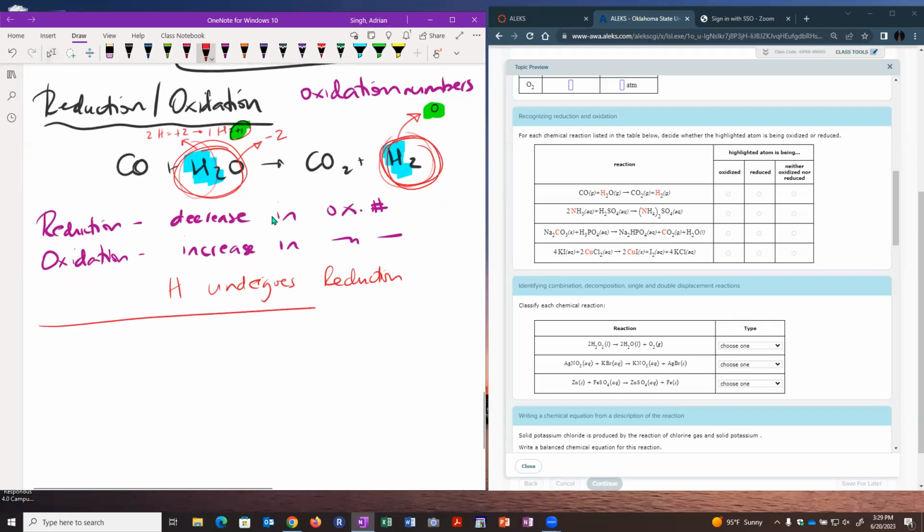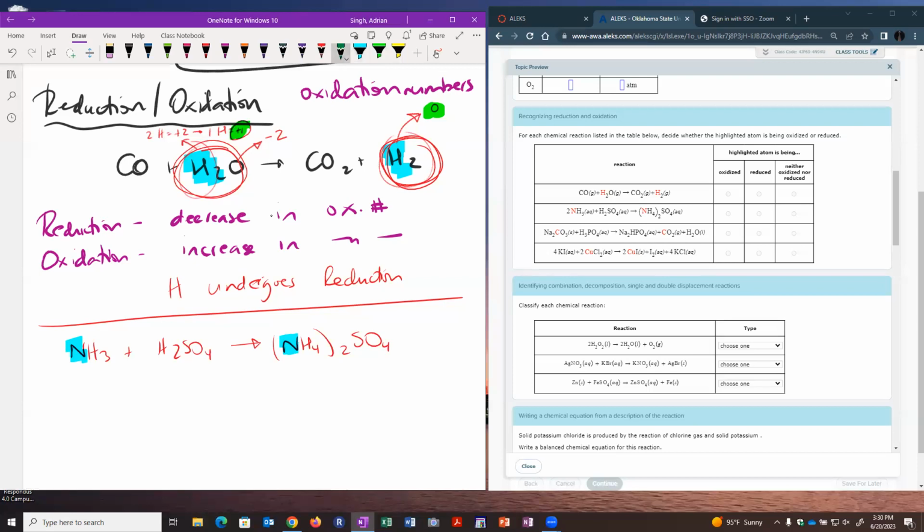In the second example, we have NH3 combining with H2SO4. I am omitting the coefficients just for simplicity's purposes, and I'm also omitting the state symbols. We're just focusing now on the elements. So we're looking here at the nitrogen on both sides of the equation. We're looking to see, as it goes from the reactant to the product side, how the oxidation number is changing.